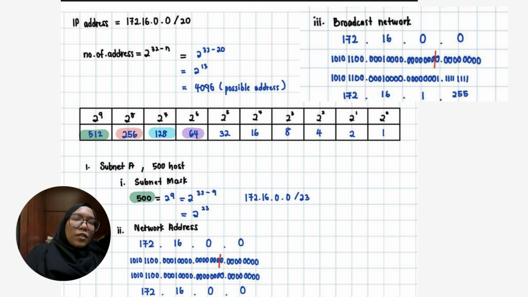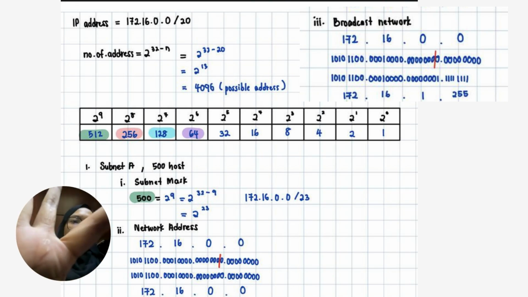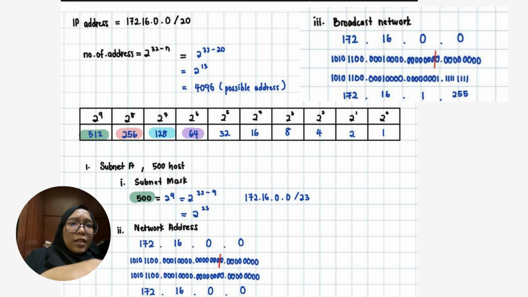For subnet A, they give us 500 hosts. From this, we need to find the subnet mask. From the 500, we need to find the closest power of 2. Now we can see the closest number to 500 is 512, which equals 2 to the power of 9. Here 2 to the power of 9 means 2 to the power of 32 minus 23, so our subnet mask is /23.